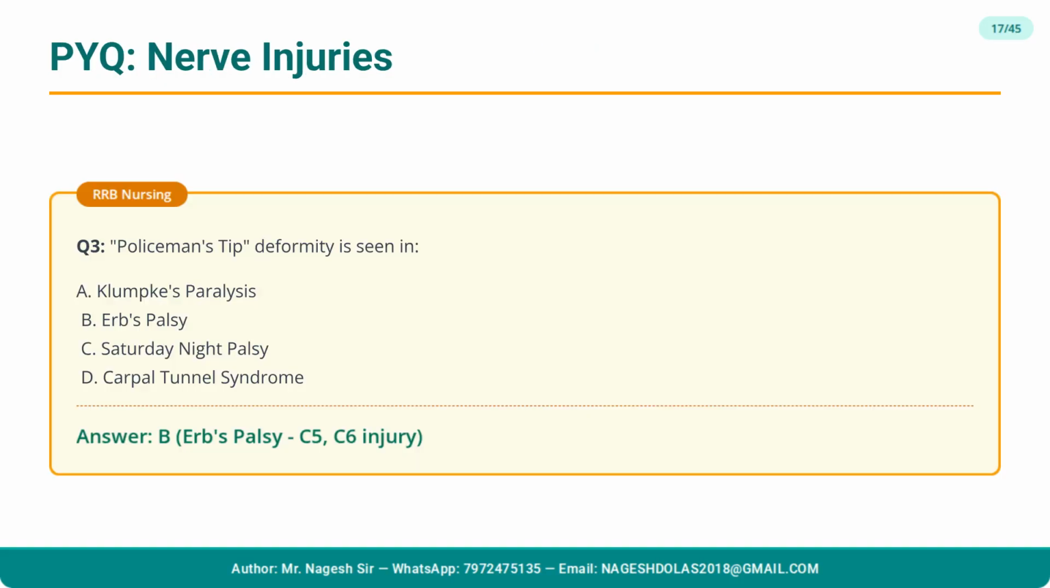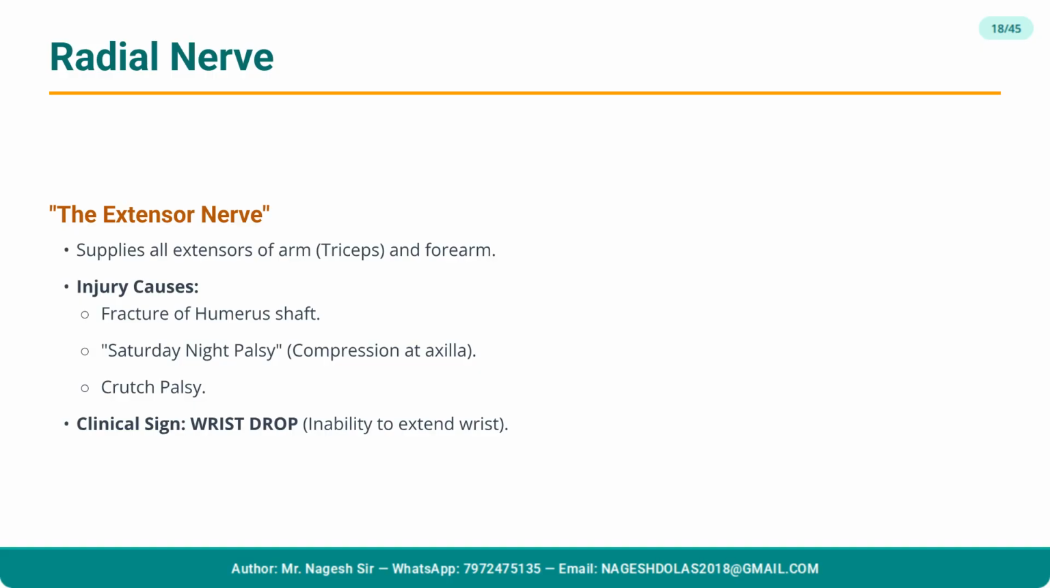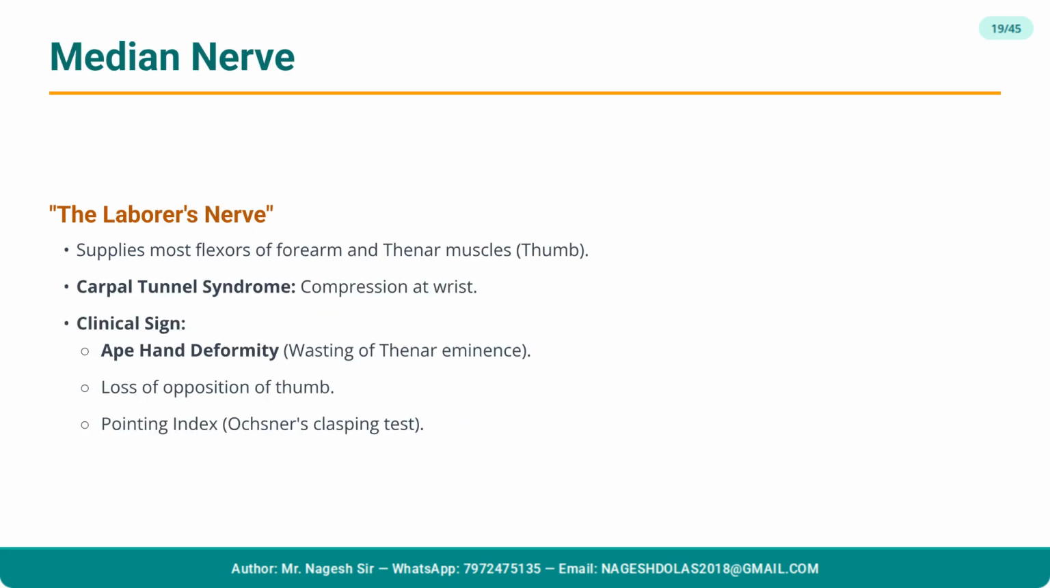Question 3. Policeman's tip deformity is seen in? The answer is B, Erb's palsy, which is a C5 to C6 injury. The radial nerve is the extensor nerve. It supplies all extensors. Injury causes, such as humerus shaft fracture or Saturday night palsy, result in the clinical sign of wrist drop. The median nerve, the laborer's nerve, supplies most forearm flexors.